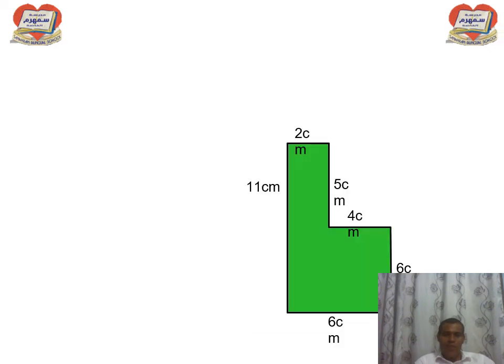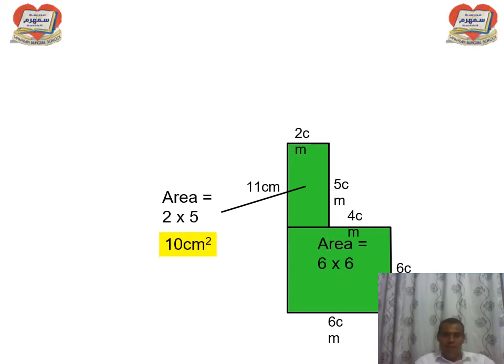For the second one, my learners, you will divide this into two rectangles. This is the length 5 centimeter and the width 2. So the area of this one is 5 multiplied by 2. Then here 6 centimeter, this is 6 centimeter. 6 by 6 is 36. So the first one is 5 multiplied by 2 because this is 2 and this is 5. It will be 10 centimeters squared. The second one is 6 by 6 gives 36.